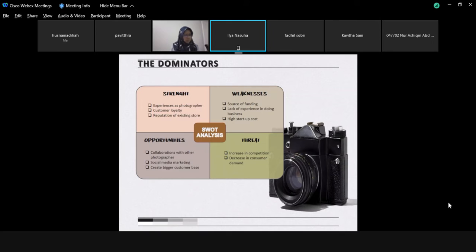Okay, next is our opportunities. Opportunities is a collaboration with other photographers. Lawrence is a freelance photographer. He can collaborate with other photographers to think about how to open the store and to attract more customers. And then it's social media marketing. He can advertise his business through social media, and it can also create a big customer base. For the threat, of course, we all know in all business, there's increased competition, and also decreased consumer demand if there are a lot of competitors in KTCC.